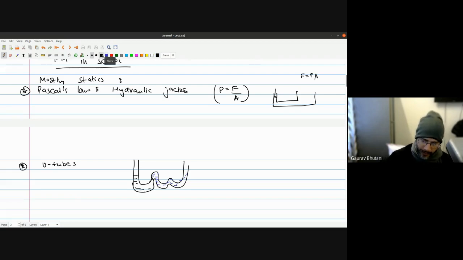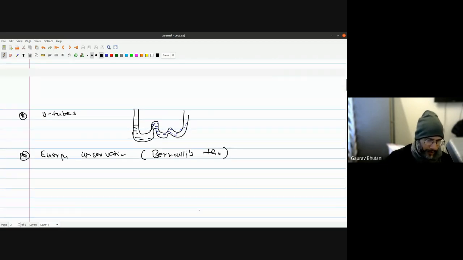Then you've also learned about energy conservation. That's called Bernoulli's theorem. Okay, so the conservation of energy. So the total energy in terms of kinetic energy plus potential energy plus pressure energy is equal to constant. This is something that we have learned.